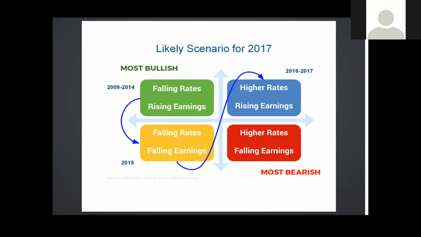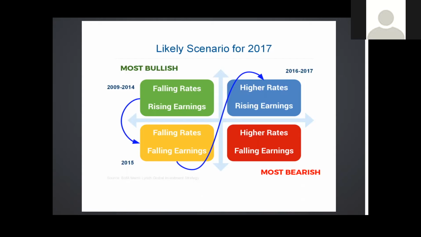This is a chart courtesy of Bank of America, Merrill Lynch. And after the financial collapse of 2008, we were in the most bullish scenario from 2009 through 2014. Falling interest rates as the Fed was trying to stimulate the economy with quantitative easing. Interest rates dropped to 0. They actually went negative in Europe, as many of you know, and rising earnings because the comparisons to 2008 when earnings fell through the floor were favorable, and they continued to be favorable in a slow growth, what I call a Goldilocks economy, not too hot, not too cold, GDP growth of 2 to 2.5%.